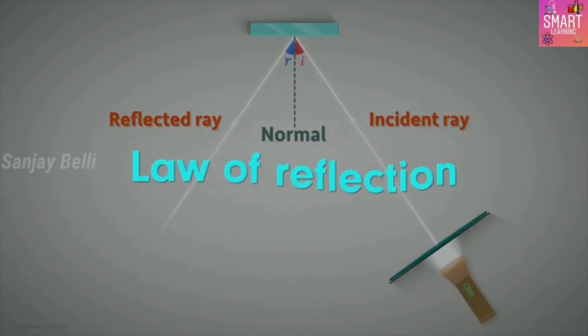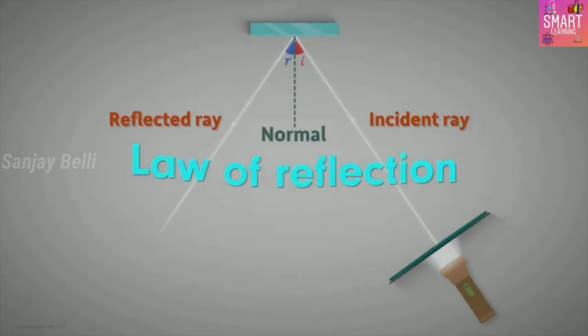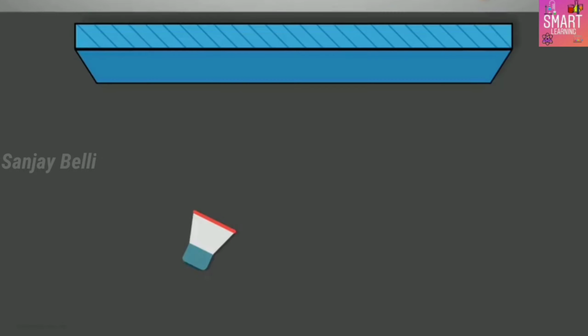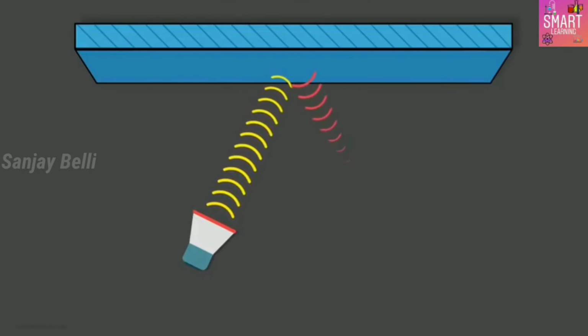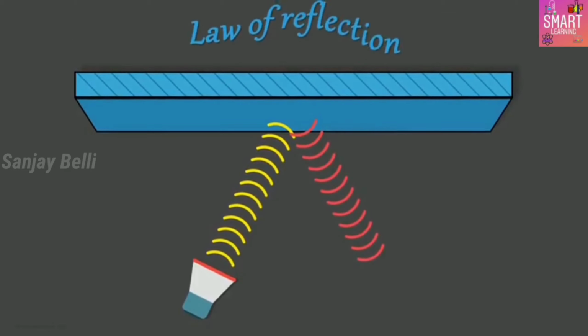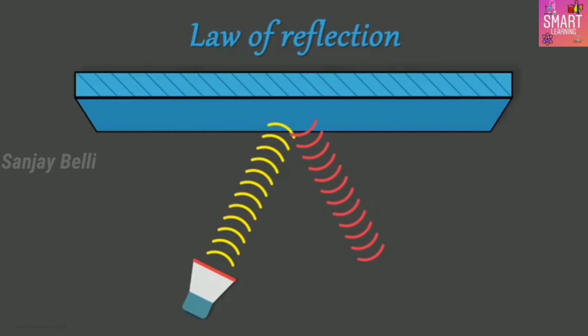From our past videos, we note that light follows the law of reflection after being incident on a surface. Just like light waves, sound waves also get reflected from the surface of a solid. They also follow the same law of reflection. Let us see what that law is.